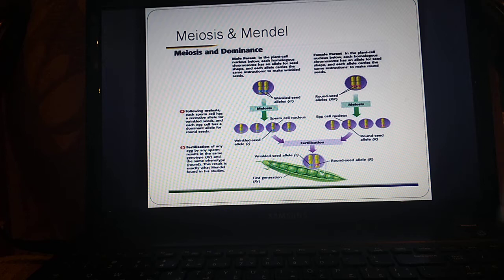Now, during fertilization, one egg cell will join with one sperm cell, and they will give me the combination capital R, small r, which is dominant, round, and explains why 100% of the offspring will be dominant. Why? Because the females only have capital R alleles and the males only have small r alleles. So all of the offspring will be capital R, small r.